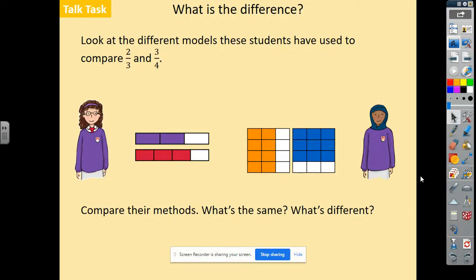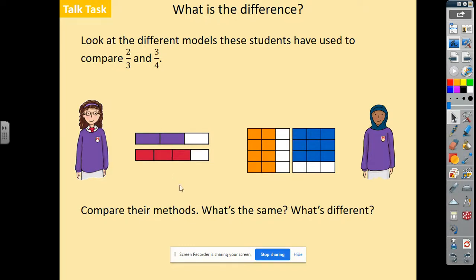We are going to continue from our last lesson where we looked at comparing fractions. But today we're going to have a look at using equivalence to help us compare fractions. So we have two different models here, and both of them are being used to compare 2/3 and 3/4.